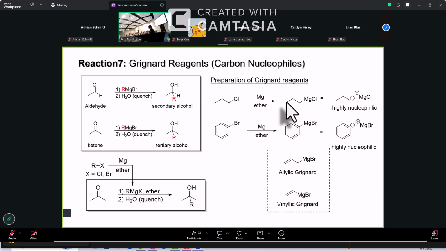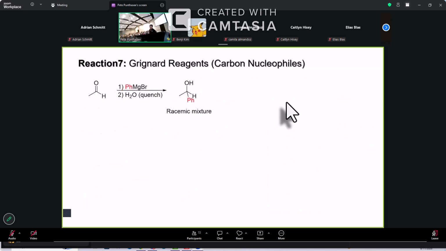And Victor Grignard is a French chemist. This guy got the Nobel Prize because of the impact of this reaction. There are a lot of things. Anyway, all right. So this is the Grignard reaction.